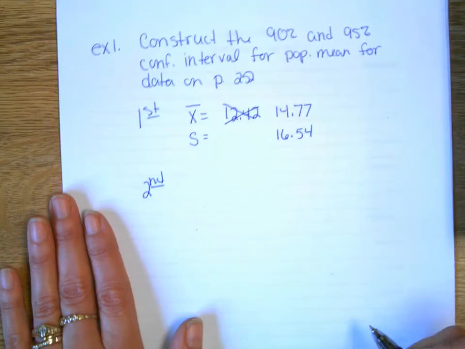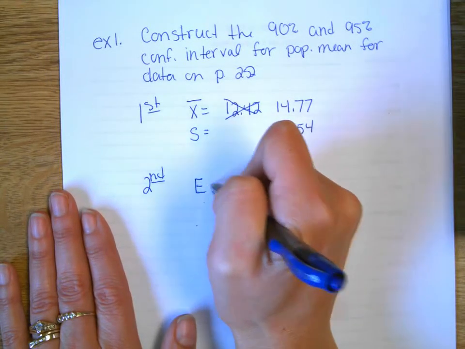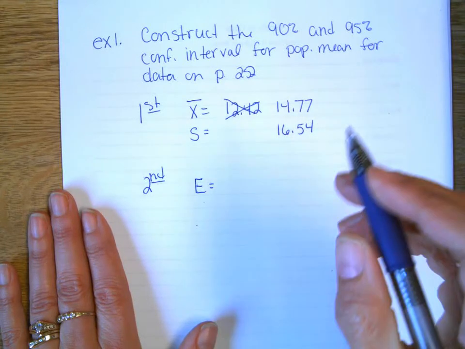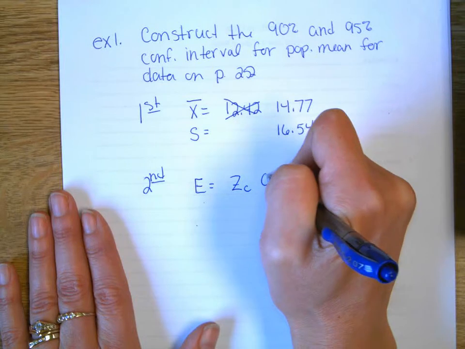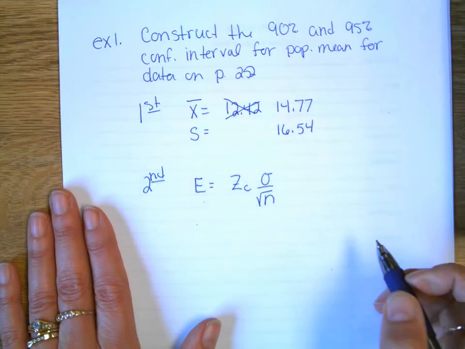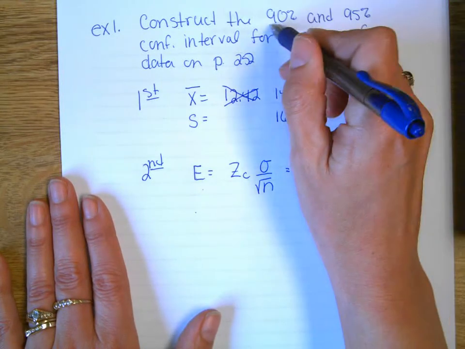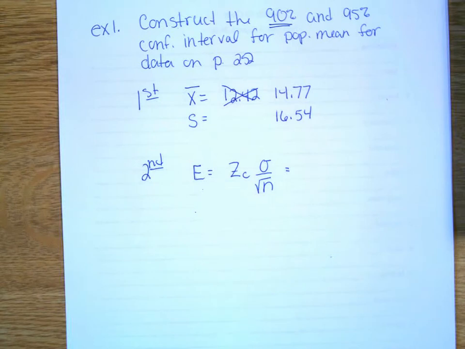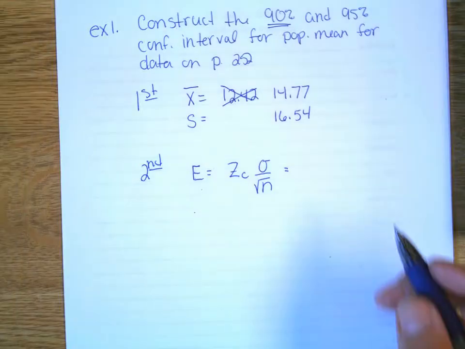Second step now is to calculate max error, big E. The big E formula, I'm going to write it out again: the z-score times the sigma divided by the square root of the sample size. Okay. We're doing the 90% confidence level first. So the z-score for 90%, like I said, 1.645.